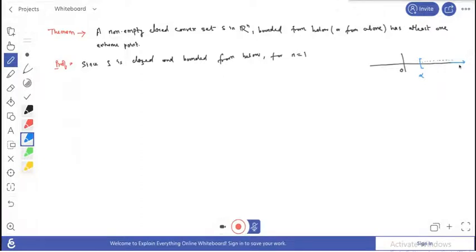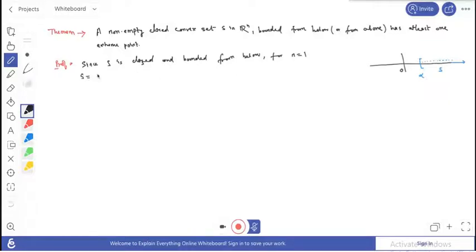Suppose this set S is the collection of all x such that x is greater than or equal to alpha, and alpha belongs to R1. So this point is alpha, and this is bounded from below. If this set is closed and bounded below, then this one point, alpha, is your extreme point. So this theorem is true for n equals to 1, the one dimension case.